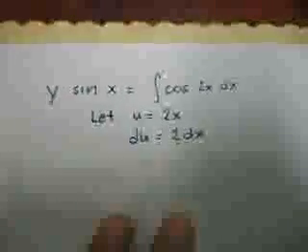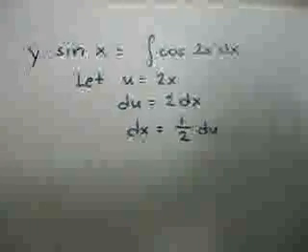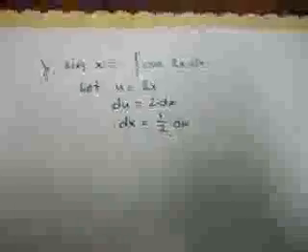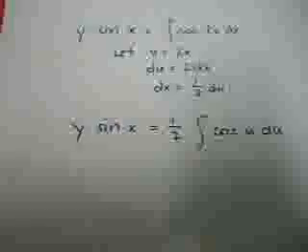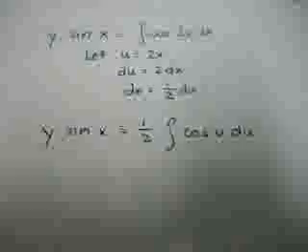So our next step is to integrate the right-hand side of the equation. In order to do that, I chose a variable u, which I let to be equal to 2x. And then, differentiating both sides, I got du is equal to 2 dx. Manipulating the equation further, I get the value of dx is equal to 1/2 du. So our equation becomes y times sine x is equal to 1/2 times the integral of cosine u du.